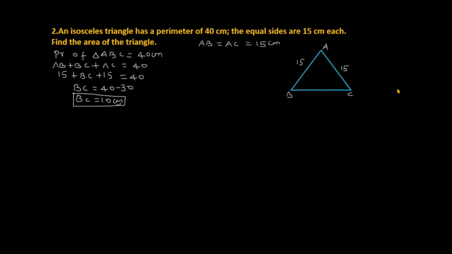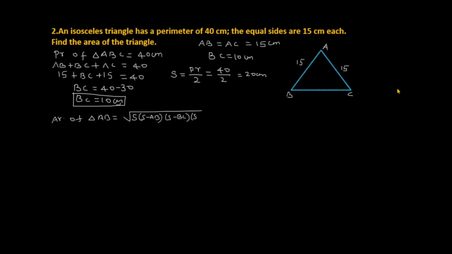We know all the three sides length. So using Heron's formula, we can find area of the triangle. Length BC is 10 centimeter. For using the Heron's formula, we need s. s is the semi-perimeter. Perimeter by 2 is semi-perimeter. 40 by 2 is equal to 20 centimeter. s is 20 centimeter. So, area of triangle ABC is equal to square root of s into s minus side AB and s minus side BC and s minus side AC.